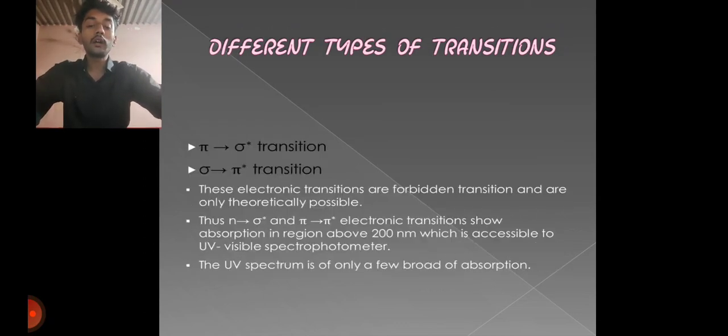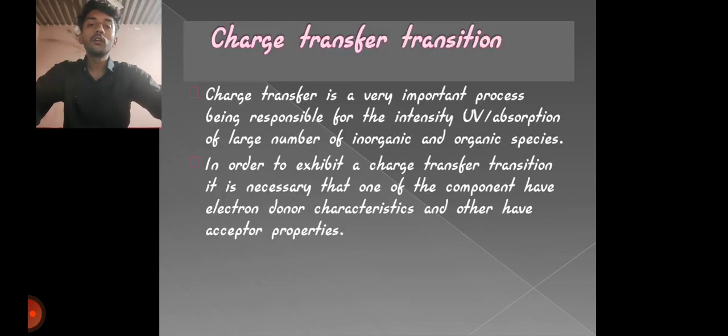The pi to sigma star transition and sigma to pi star transition are forbidden electronic transitions and are only theoretically possible. Thus, n to sigma star and pi to pi star electronic transitions show absorption in the region about 200 nanometer, which is accessible to the UV-visible spectrophotometer. The UV spectrum consists of only a few broad absorption bands.